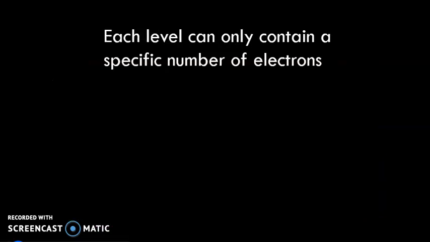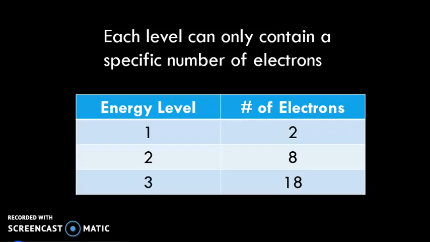Each level in Bohr's model of the atom can only contain a certain number of electrons. You're going to need to remember these numbers: the first energy level can only contain 2 electrons, the second energy level can contain 8 electrons, and the third energy level can contain up to 18 electrons. That's a lot. So let's take a look at a very specific element to start to build a Bohr model.